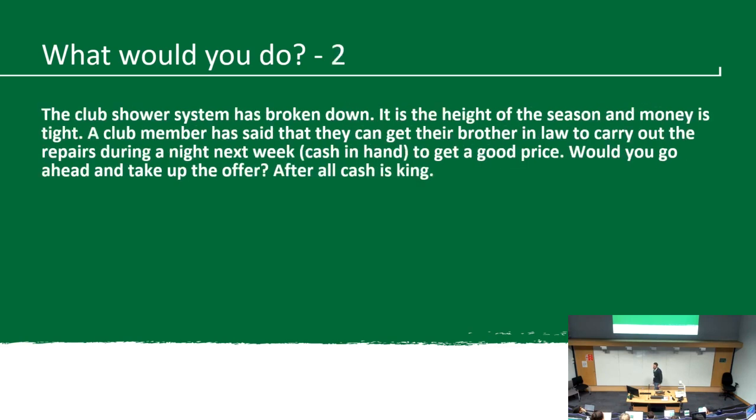Question 2. The club shower system is broken down. It's the height of the summer or the season and money is going to be tight. The club member has said that they can get their brother-in-law to carry out the repairs during a night next week, cash in hand, to get a good price. Would you go ahead and take him up on the offer? After all, cash is king. No. Cash is king, guys. Come on. What would you do?